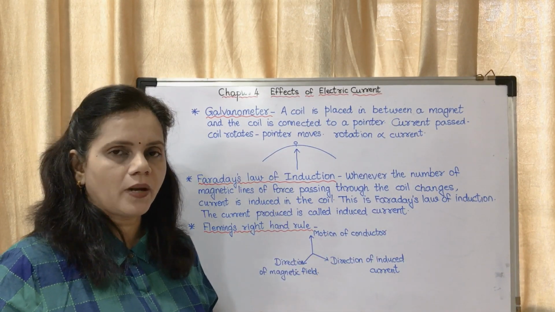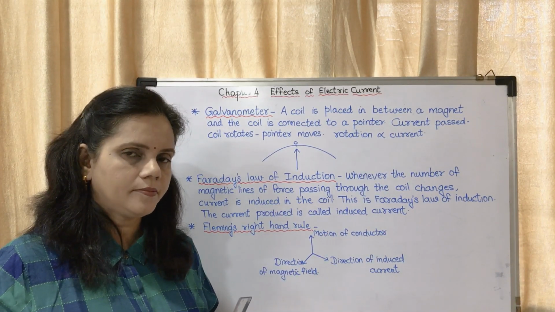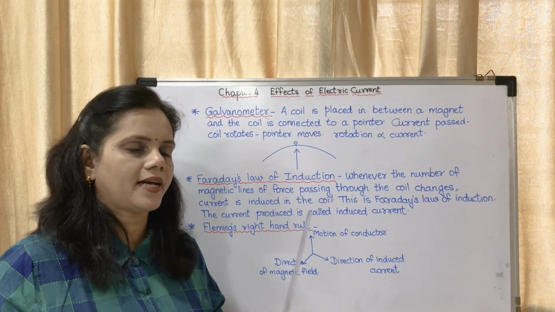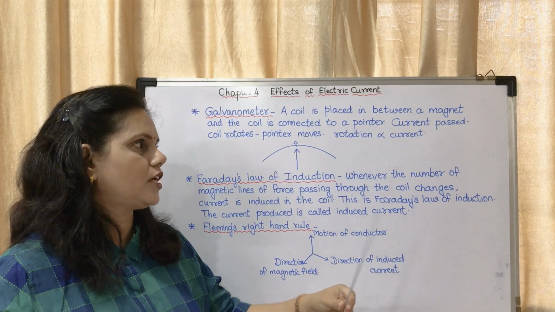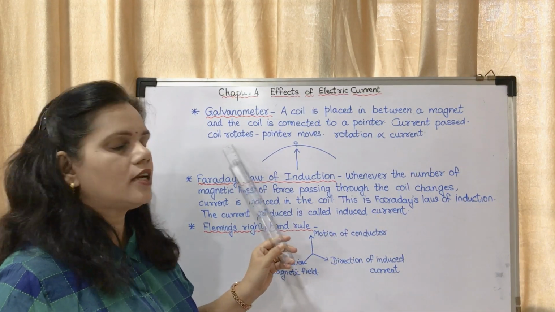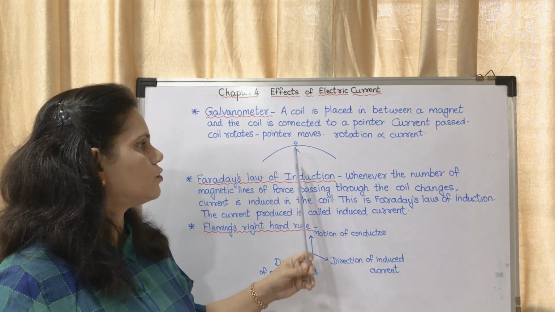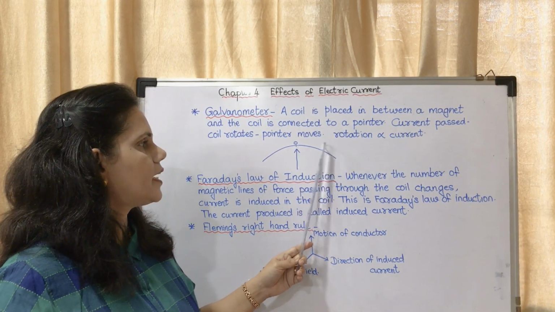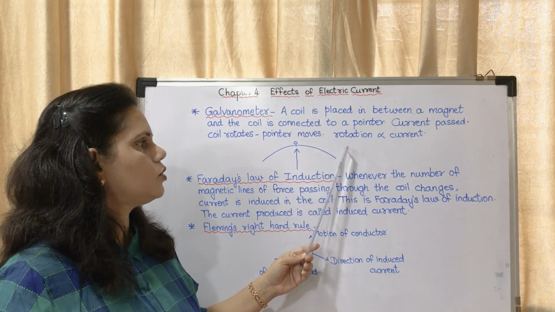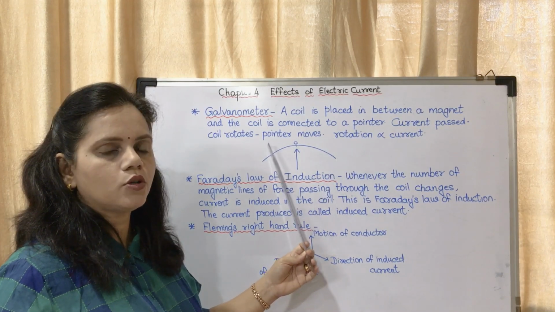When the current is passed, if the current is generated, then the pointer shows deflection. The current is passed, the coil rotates and the pointer moves. So this is the pointer which is at 0. It will move in this direction or in this direction. It will move like this.